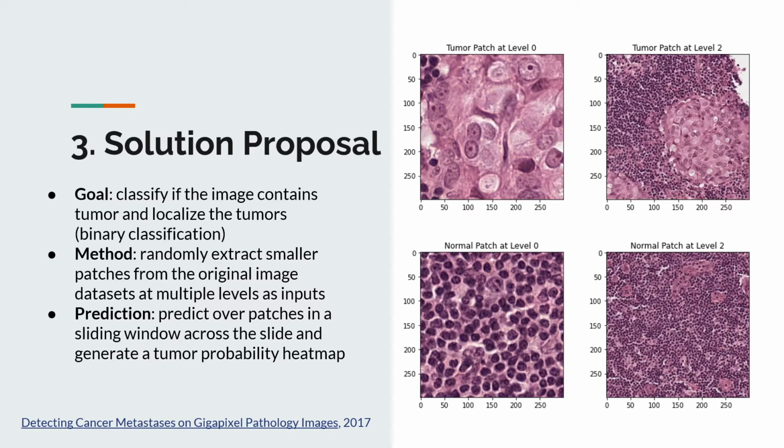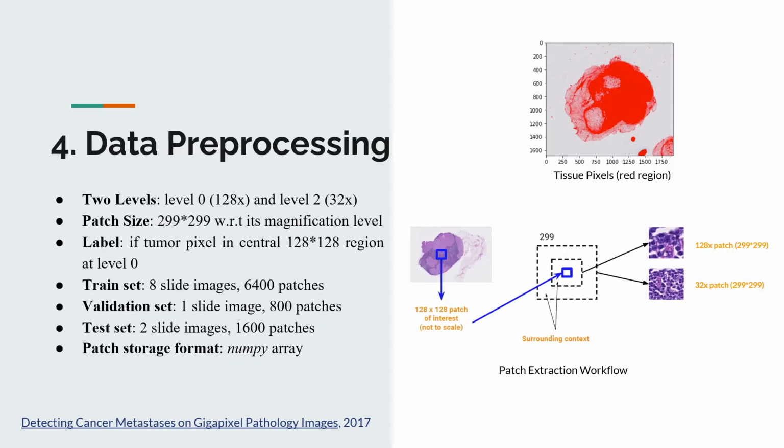For prediction, I will perform inference over patches in a sliding window across the slide and generate a tumor probability heat map. This method was first proposed by the paper "Detecting Cancer Metastases on Gigapixel Pathology Images" in 2017. I will analyze the smaller patches at level 0 and level 2, which correspond to 128 and 32 magnification levels to the original slide images.